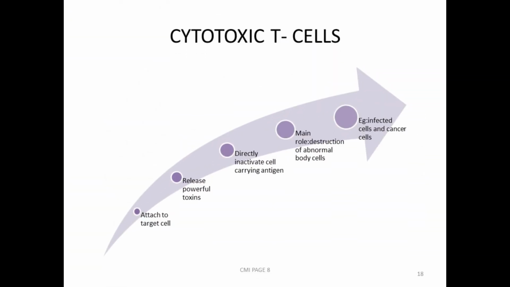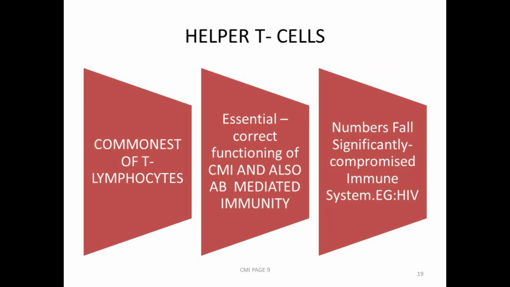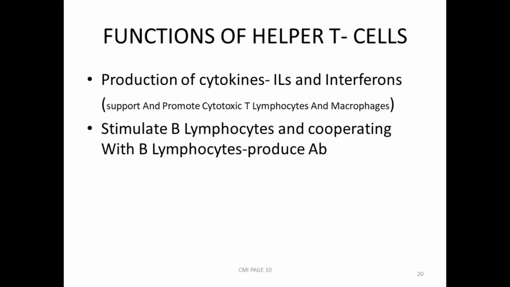The cytotoxic T cell attaches to the target cell and releases a powerful toxin which directly inactivates the cell carrying the antigen. Helper T cells are the most common among all the T lymphocytes, and they are very essential for the correct functioning of the cell-mediated immunity, and they also have a part in antibody-mediated immunity. The numbers fall significantly in an immunocompromised individual, for example HIV. So the T cell produces cytokines like interleukins and interferons, stimulates the B lymphocyte, and cooperates with the antibody-mediated immunity also.